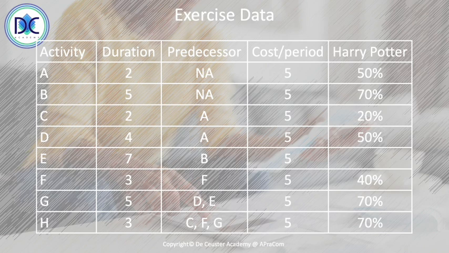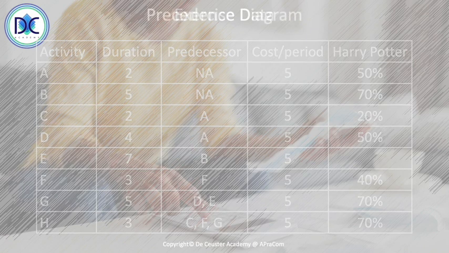The first thing we already see is that Harry Potter is never allocated more than 100% to any of those activities. That would already be a first trigger. So we see that Harry Potter is allocated between 20 to 70%, which would be acceptable. The only thing we don't know is how those activities are positioned relative to each other.